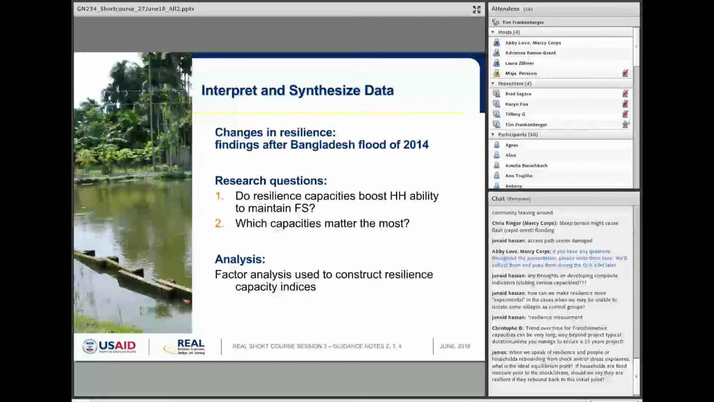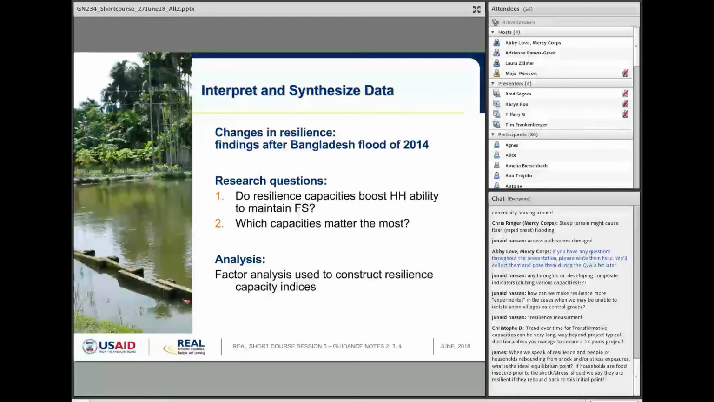So to give you an example of what we're talking about, we did an analysis in Bangladesh looking at the Bangladesh floods of 2014. And what we were interested in was, did the resilience capacities that people had actually enable them to maintain their food security in the face of that flood? And which capacities were the most important?